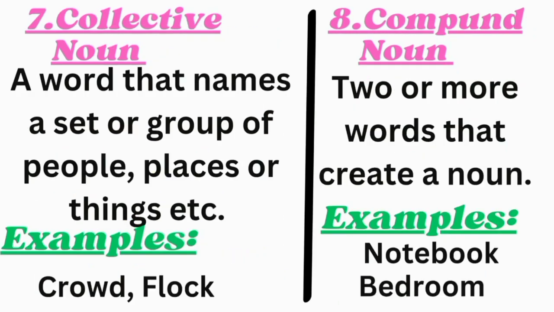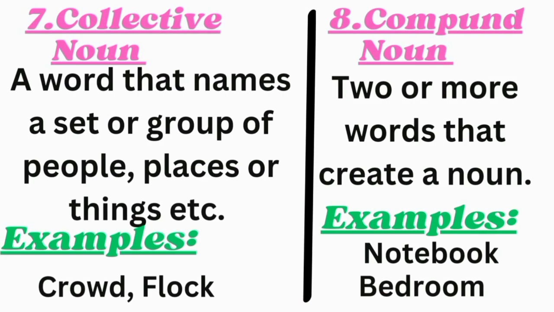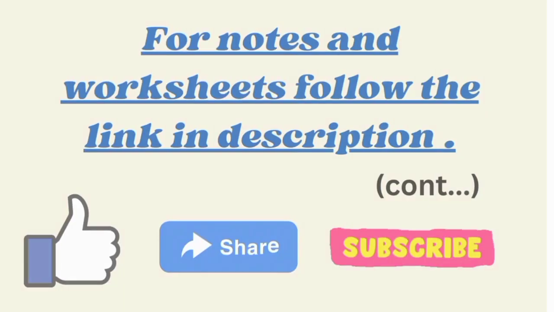Collective noun, a word that names a set or group of people, places, or things, etc. Examples: crowd, flock. Compound noun, two or more words that create a noun. Examples: notebook, bedroom. This lecture is continued.